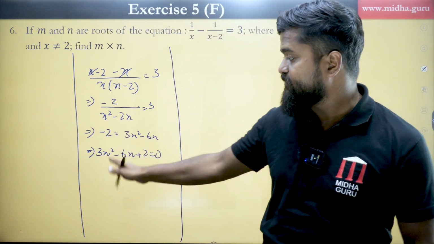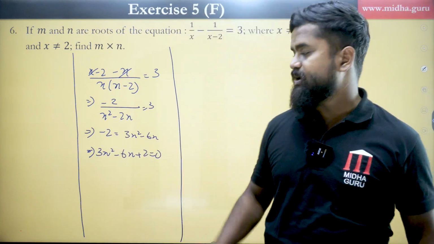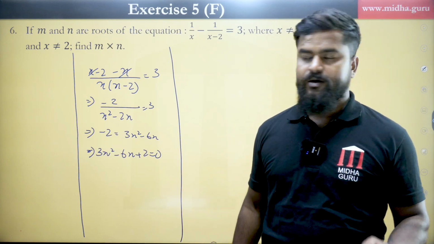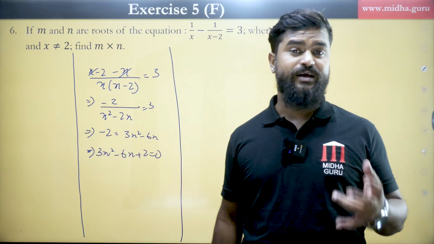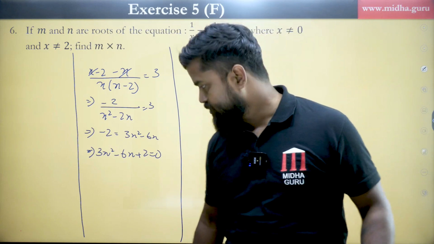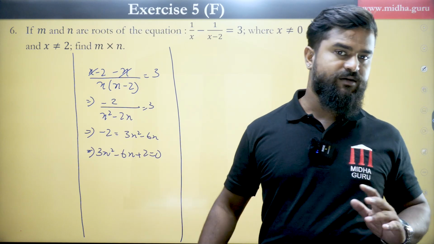Now this is the quadratic equation we need to solve. On first look, 3 into 2 is positive 6, and there is no way that we can split minus 6 such that it adds up to minus 6 and gives a product of positive 6. So we solve this one by the quadratic formula.